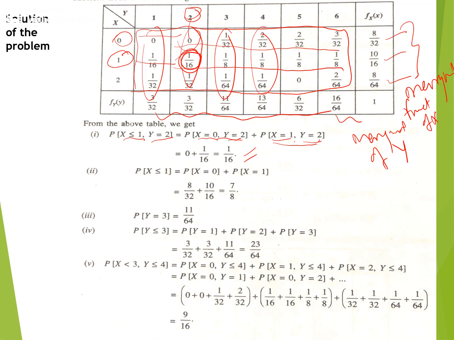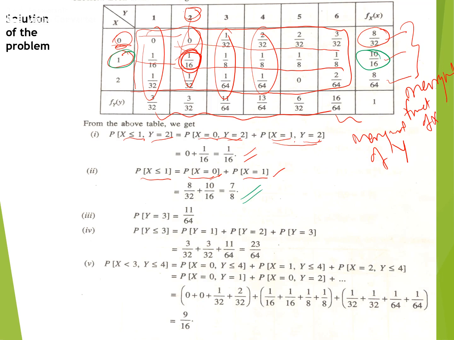Similarly, in the second part, we have to find the probability x is less than or equal to 1. So we add the probability x equal to 0 and the probability x equal to 1, which are the marginal probabilities of x. So we add the probability corresponding to 0, which is 8 by 32, and corresponding to 1, which is 10 by 16. So we get 7 by 10.